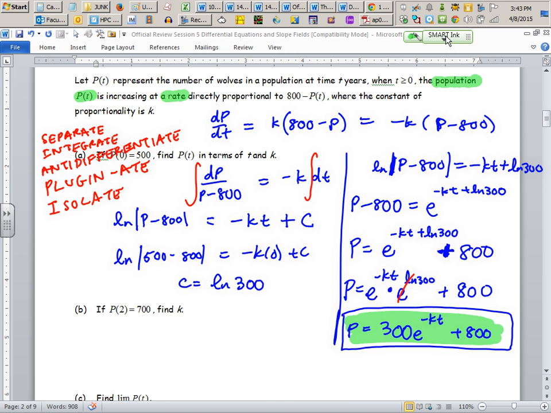Okay? We do need to find k. So we're going to go ahead and plug in 2 for time, 700 for population. So 700 is 300 e to the negative 2k plus 800. Why don't you take a moment and solve that. Don't expect a friendly value for k. It's usually some ugly decimal.